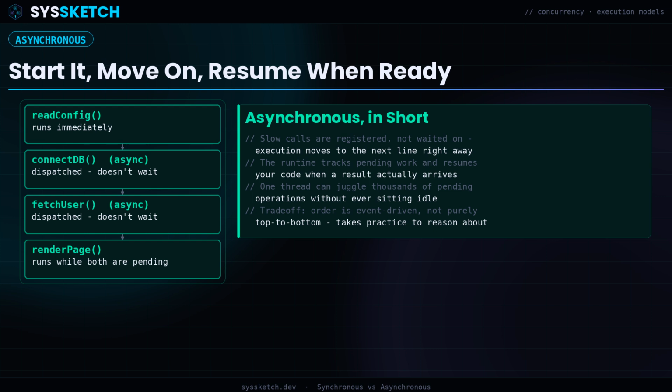The trade-off is complexity. Execution order is no longer just top to bottom, so you have to think in terms of events and completions rather than one continuous story, and that shift is often the hardest part of learning asynchronous programming. Here's the mechanism that makes asynchronous code actually work: the event loop.